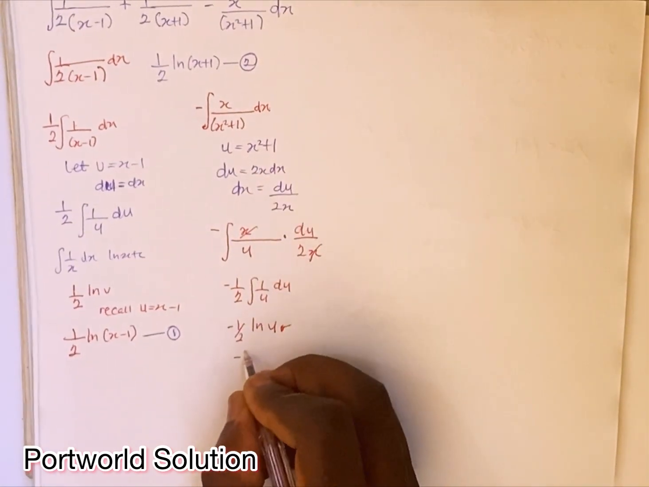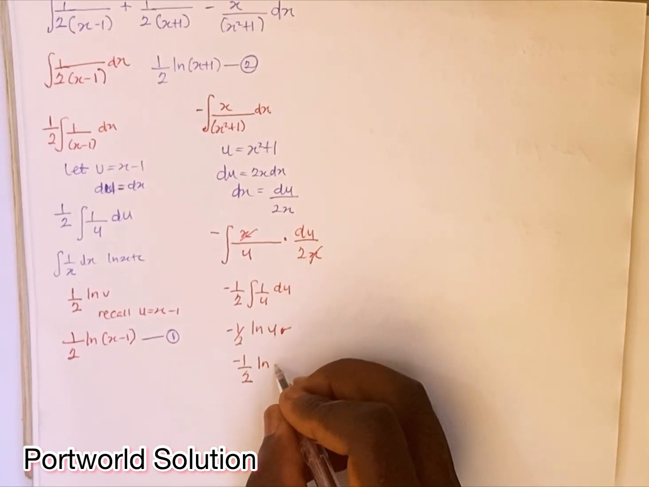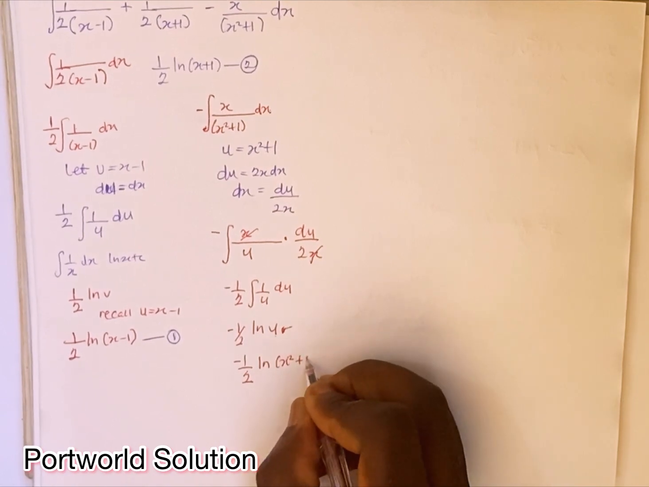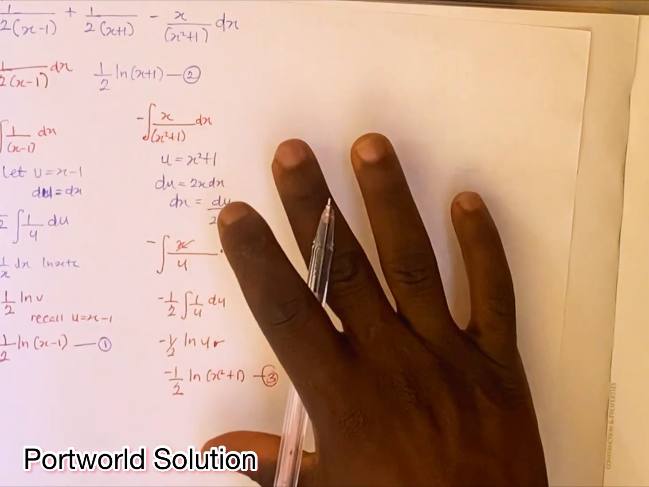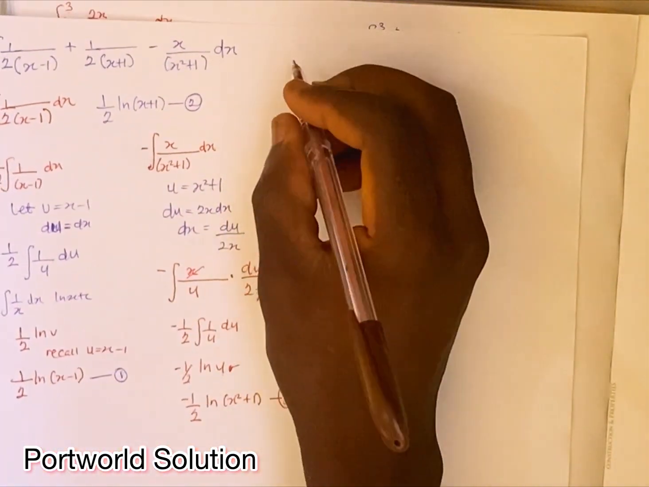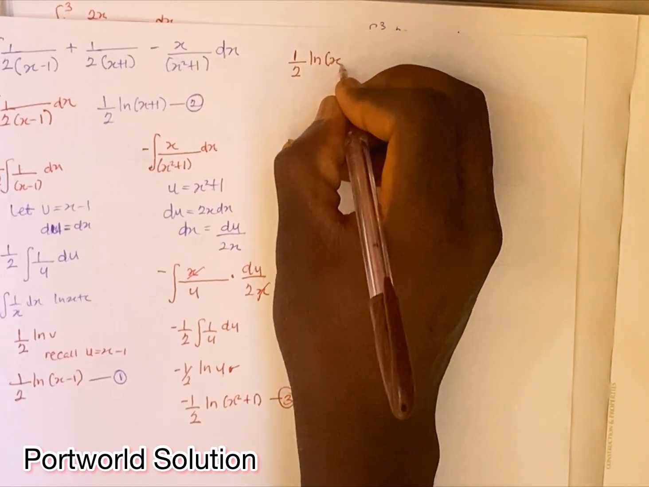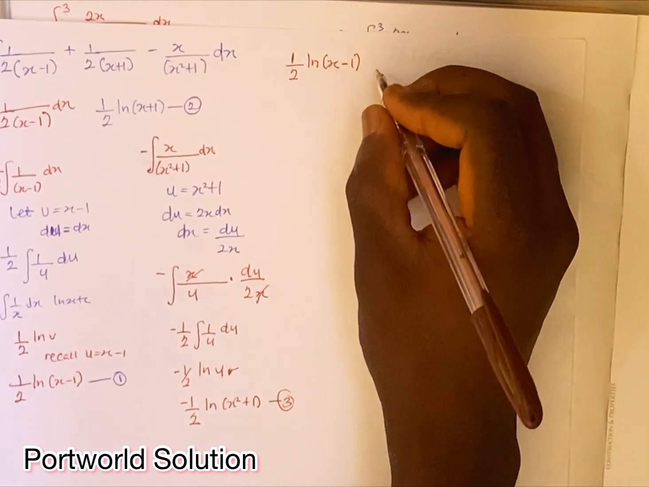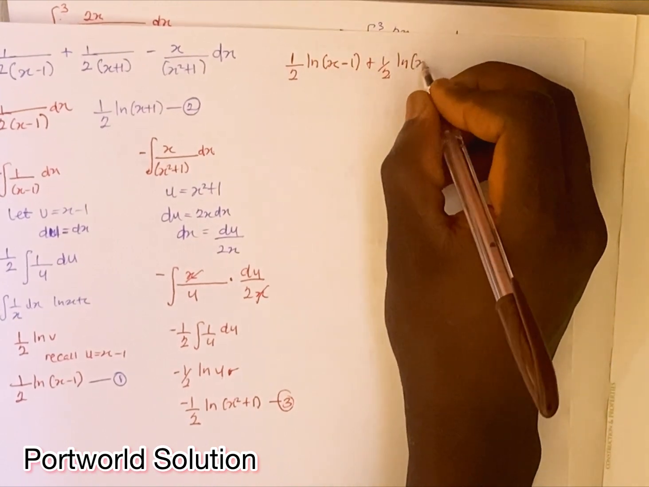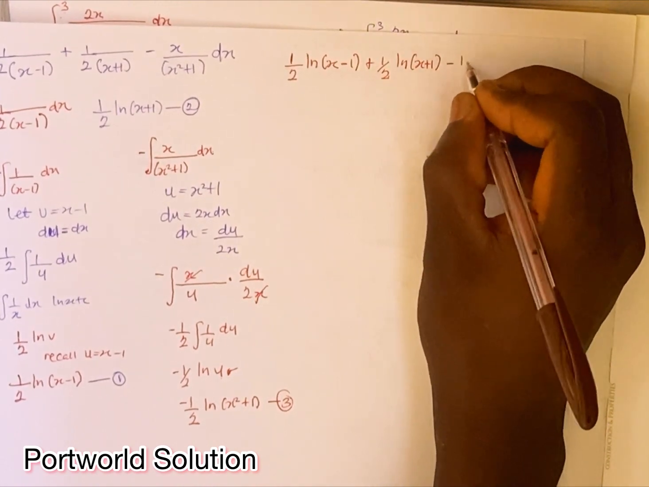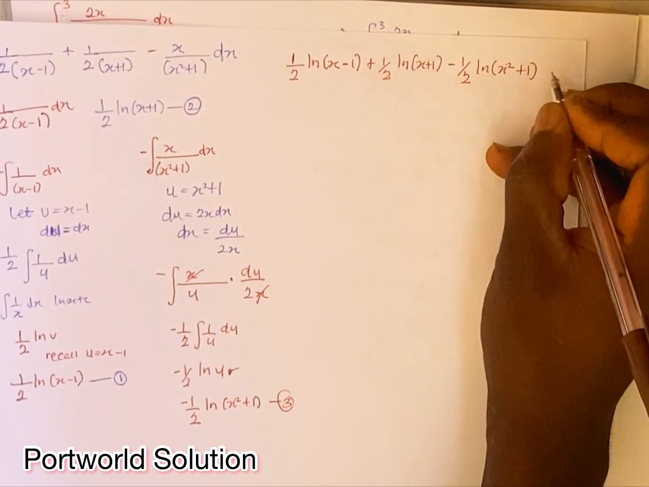X squared plus 1. I'm going to have minus 1 over 2 natural log of u, which is the natural log of x squared plus 1. This is my third integral. So combining the integral of everything together, I'm going to have 1 over 2 the natural log of x minus 1, then plus 1 over 2 the natural log of x plus 1, then minus 1 over 2 the natural log of x squared plus 1 plus c.